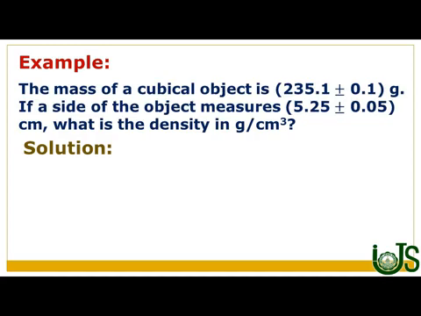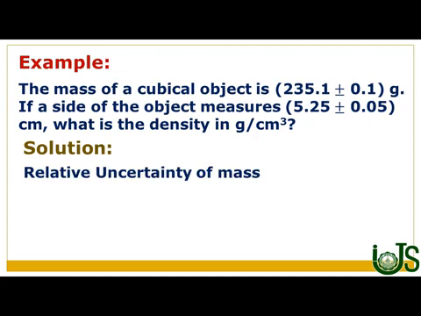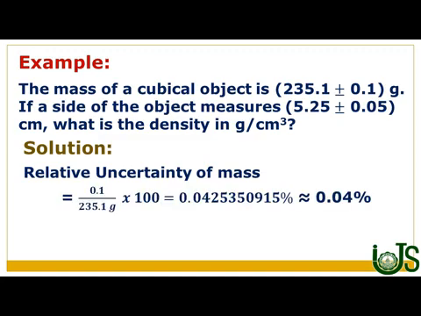For example, the mass of a cubical object is 235.1 ± 0.1 grams. If a side of the object measures 5.25 ± 0.05 centimeters, what will be the density in grams per centimeter cubed? To solve this, we first need to get the relative uncertainty of each given.